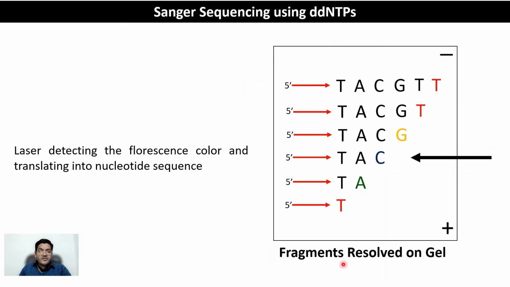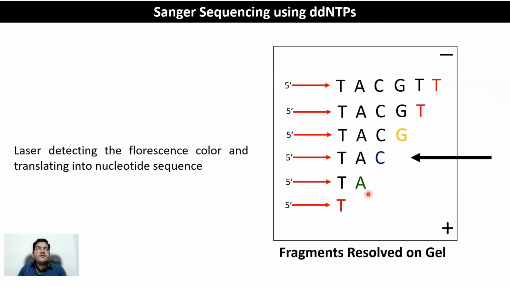So the fragments are resolved on gel, and there is a laser that is used to detect the intensity of color being emitted from the ddNTP that is present at the 3' end of each fragment, and that allows you to translate it into the actual nucleotide sequence here. So this is the basis of Sanger sequencing.